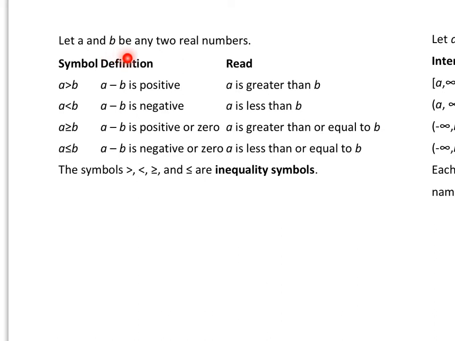Let a and b be two real numbers. So a is greater than b means a minus b is positive. If a is less than b, it means a minus b is negative. These should all be a review here, but make sure you read over them and know what they mean.